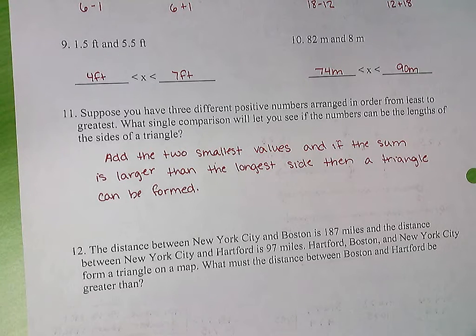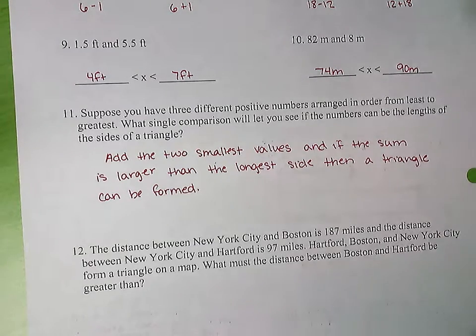Okay, so this is how I would write this problem out. You're adding, you need to pay attention, the 2 smallest sides or values together. If that sum is larger than the longest side, then you can form that triangle. Okay? So again, that's what we were doing in problems 1 through 6 on the front. Adding the 2 smaller, seeing if it's greater than that largest side. Okay, one more problem.